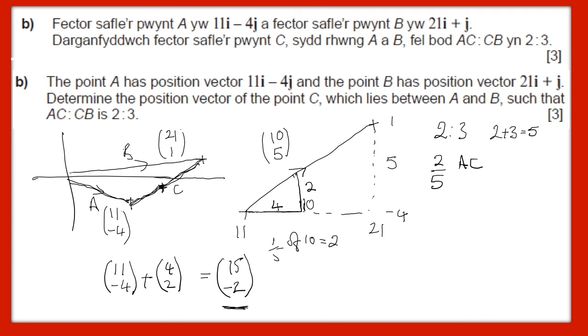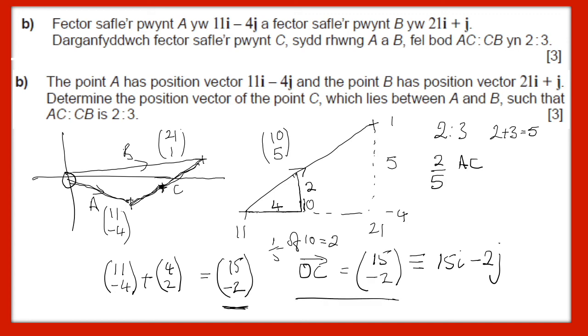So if I wanted to be ever so clever, I could say, right, OC, because I started with an origin O, is the vector 15, minus 2, which is exactly the same as writing 15i minus 2j. There's my answer. I personally would write it that way, but it doesn't make any difference.